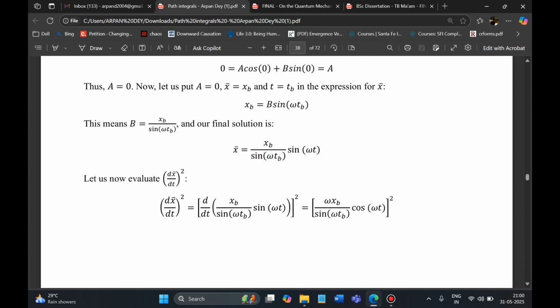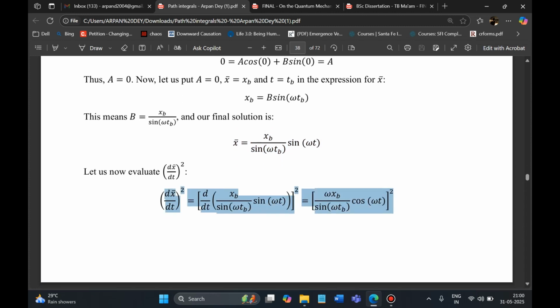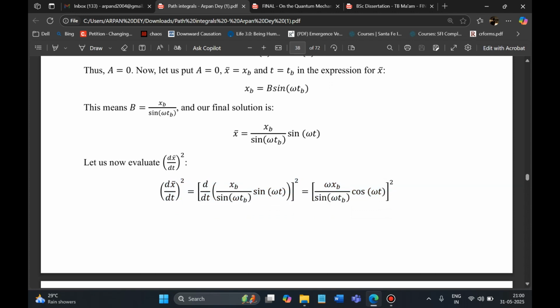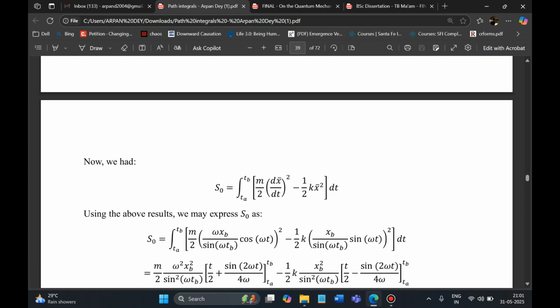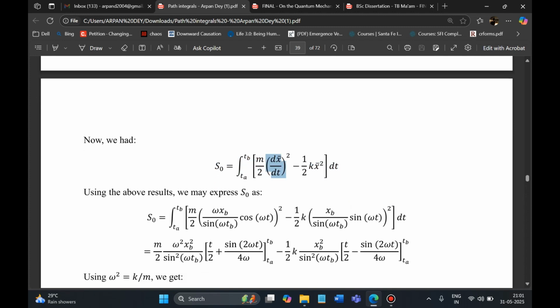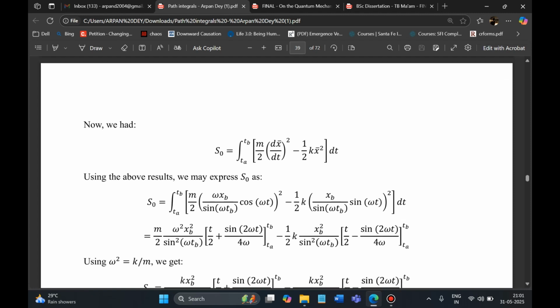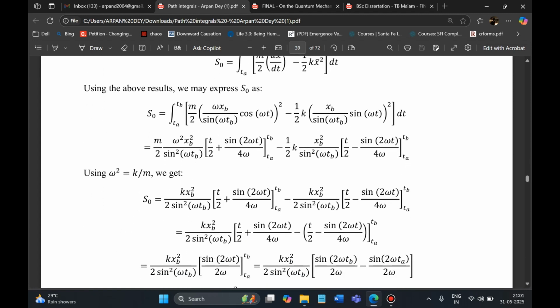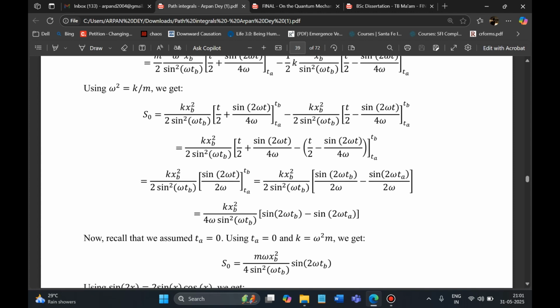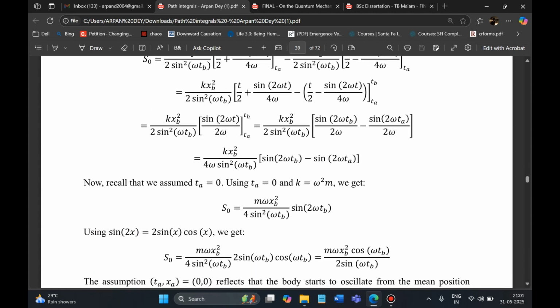Now we can also find dx bar dt and its square, basically just a simple time derivative. We can do that, and this is the expression for s naught, right? So in place of dx bar dt whole square we can put what we got above, and in place of x bar also. After some simplification and some algebraic manipulations, which I'll be skipping because it's very simple to follow, although it's a bit lengthy and might look mathematically heavy, but it's pretty simple to follow.